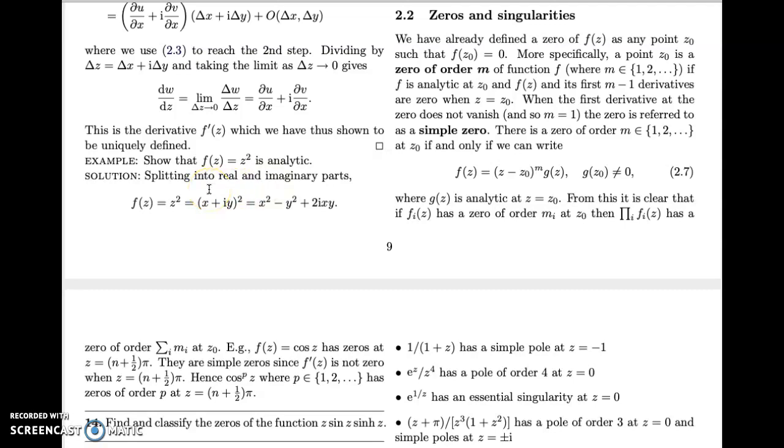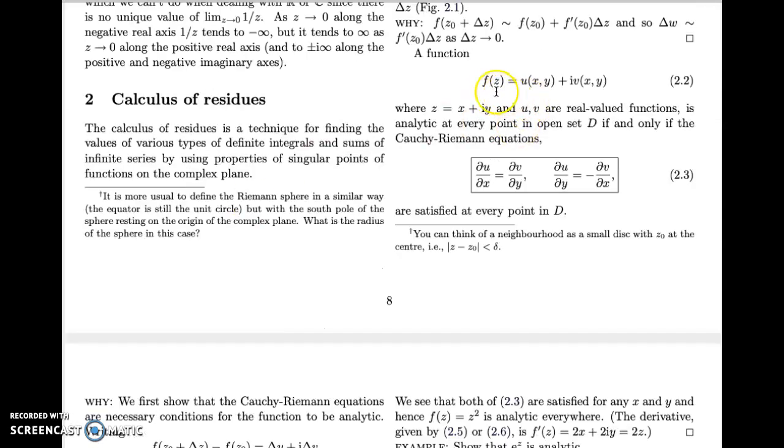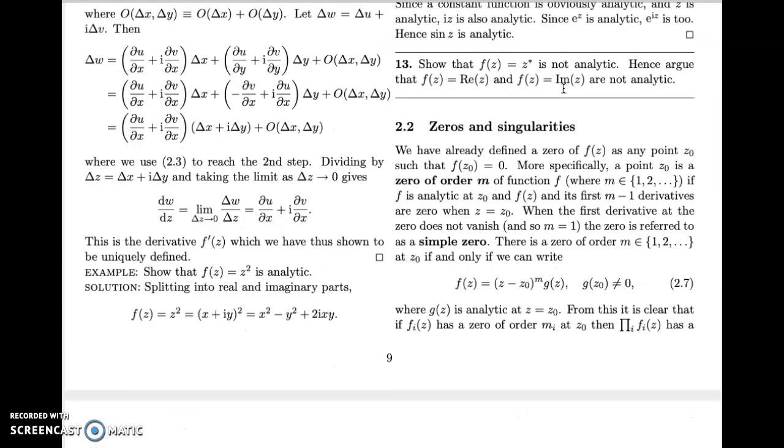Okay, so the Cauchy-Riemann conditions require us to represent this f of z equals z squared as a real part and an imaginary part involving functions of x and y. So we write z equals x plus iy, square it, and we get x squared minus y squared, because y squared gives us a minus sign, and the cross product gives us 2i xy. So that means that u of xy is x squared minus y squared, and v of xy is 2 times xy.